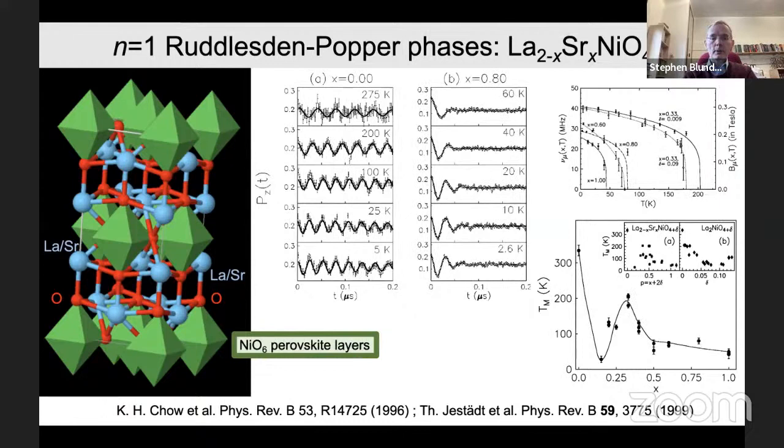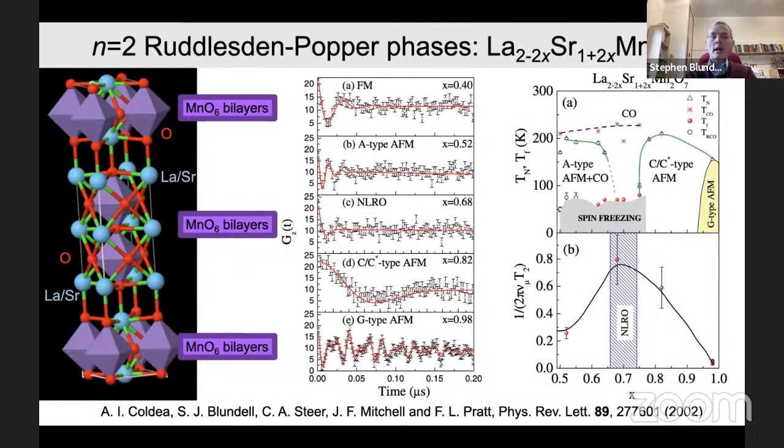And we also did this for manganites. These are the lanthanum strontium Ruddlesden-Popper phase manganites. And again, you can see as you dope these materials, the low temperature MuSR data looks very different between these different phases. And it's because the spins are all pointing in different directions in different ordered arrangements.